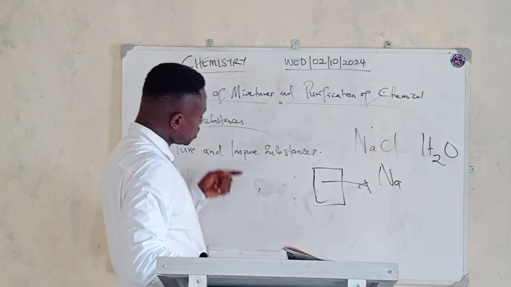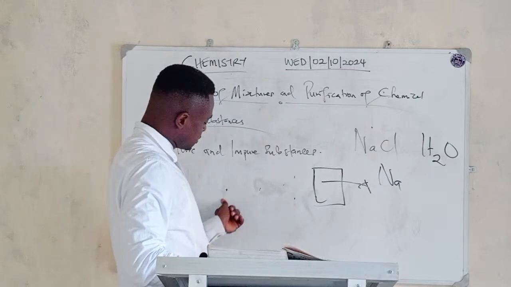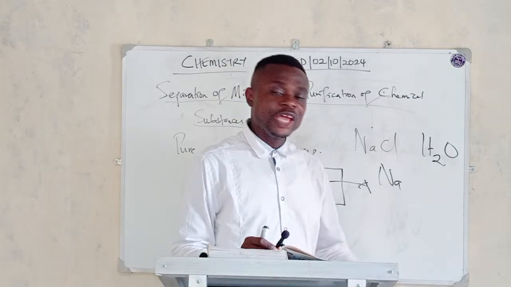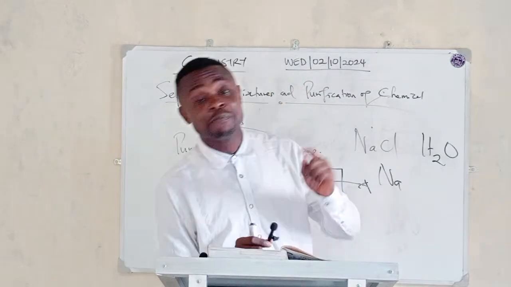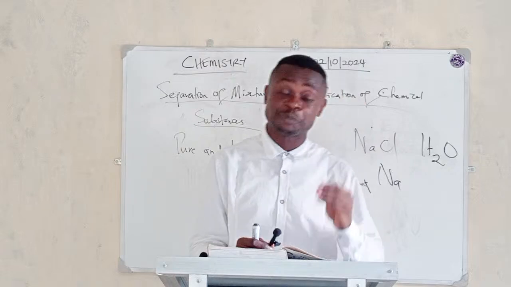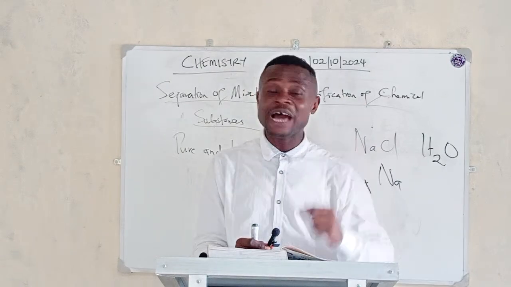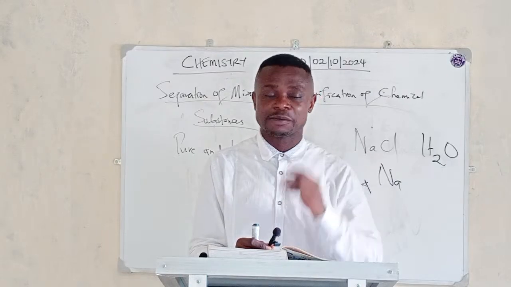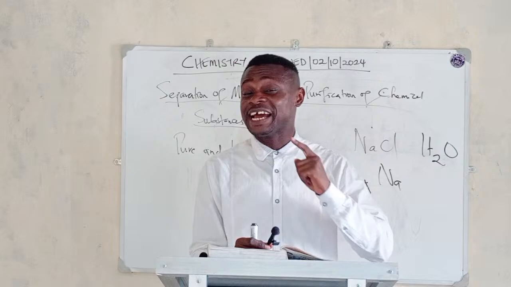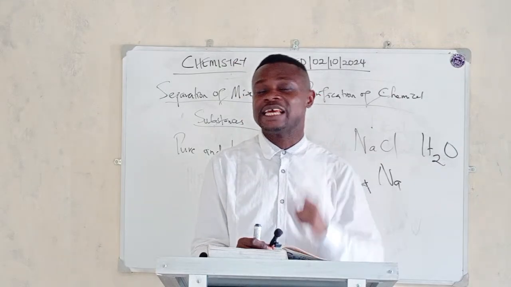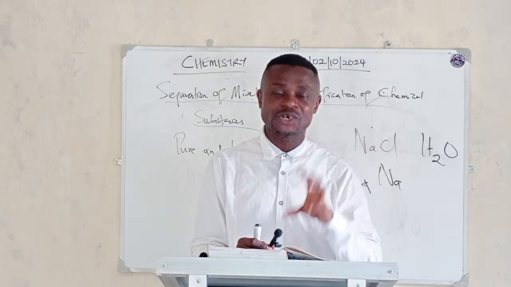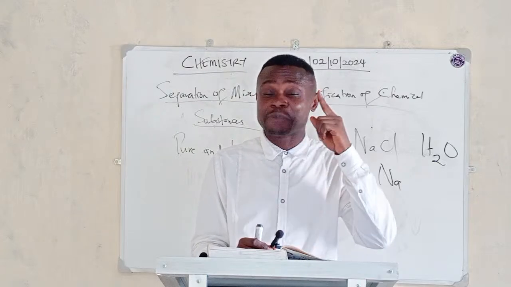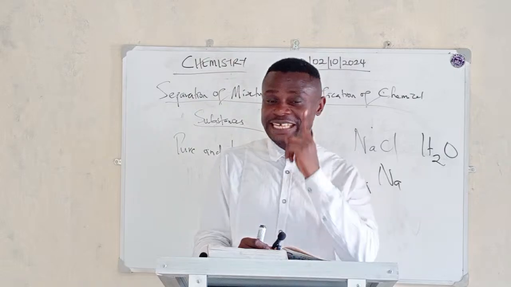Now, for impure substances, for solids, if the substance in question is solid and pure, the melting point will be sharp and it will melt at the standard known melting point as stated in the literature. But if you have impurities mixed with the solid in question, then it will melt at a temperature lower than its melting point.